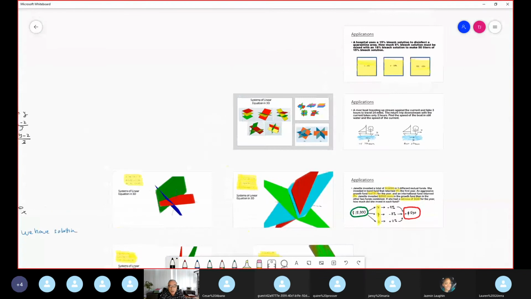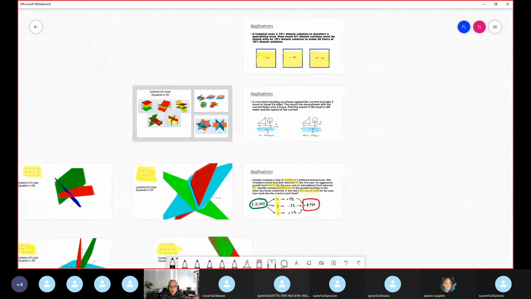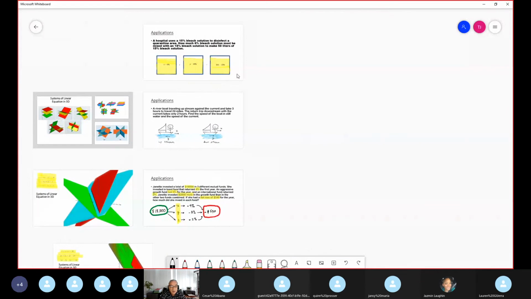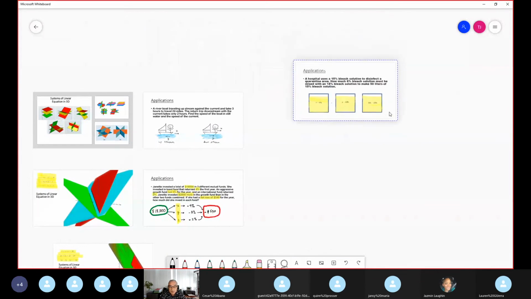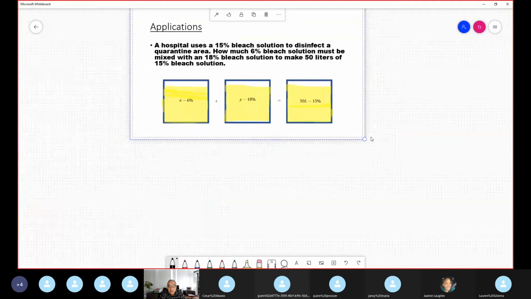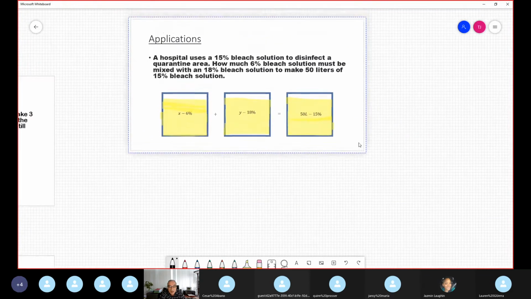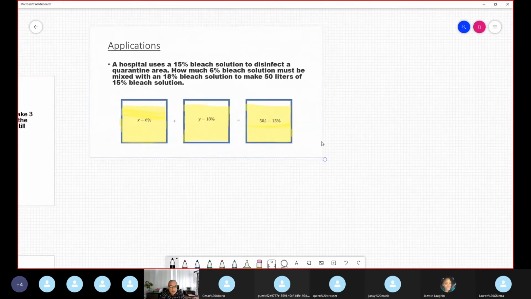Go to the word problems. Let's do this word problem first, because I want to see application. I want to see application for the linear system. I understand it, I learned that, however, I never see what the application of this is.